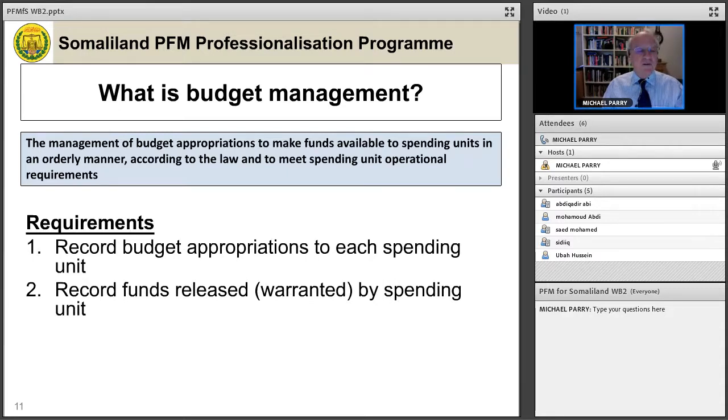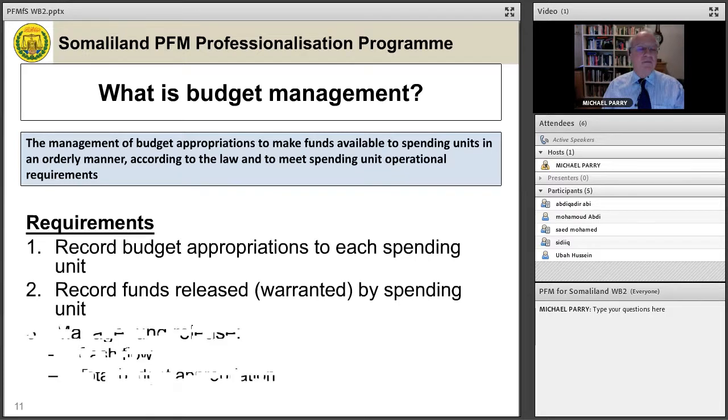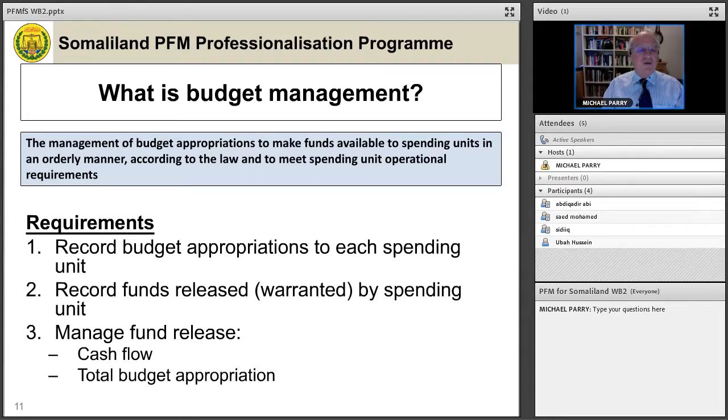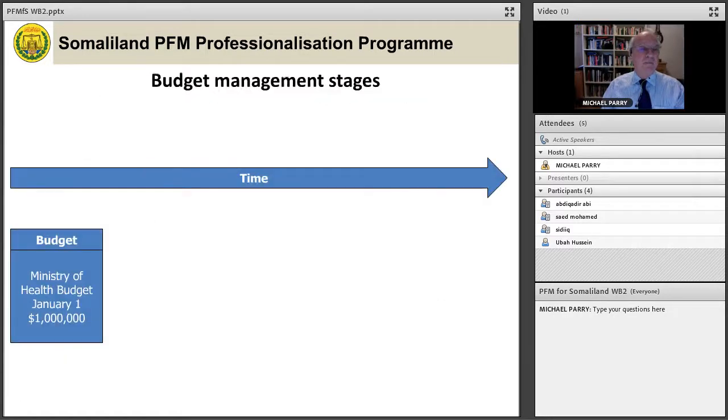And then you've also got to keep a record of the funds that are released to spending units. And finally, you've got to manage the fund release in terms of cash flow and total budget appropriation. Cash flow we will talk about later on. Total budget appropriation, you've got to make sure that you keep within the budget ceiling. And to understand how that works, you've got to look at the stages of expenditure.